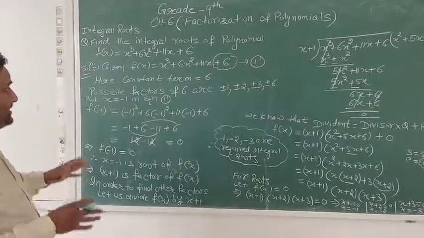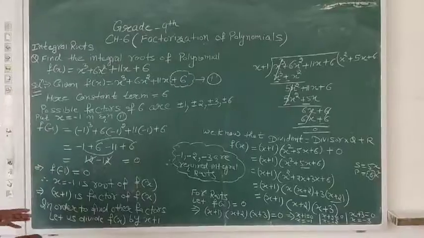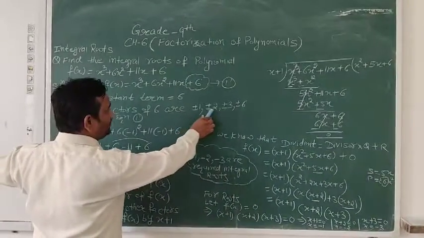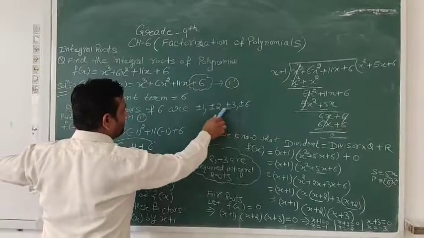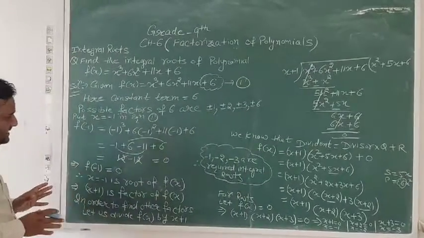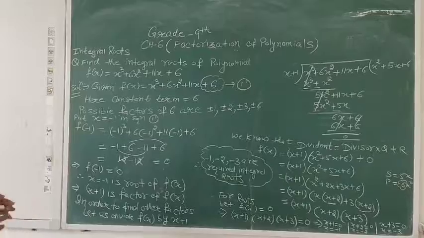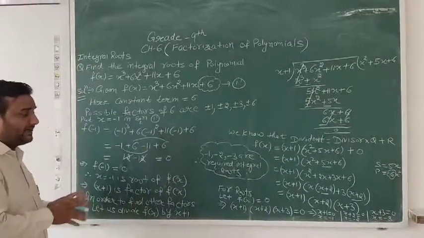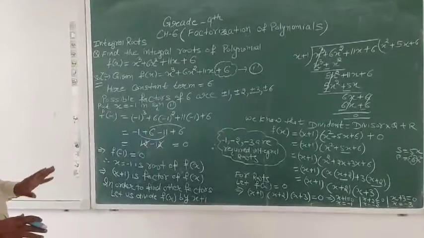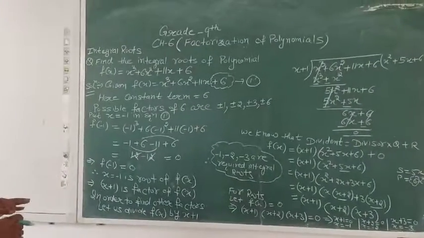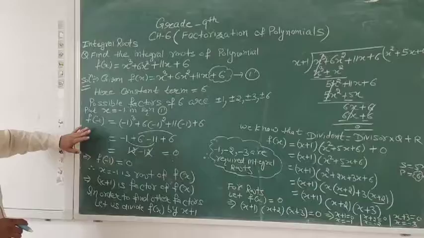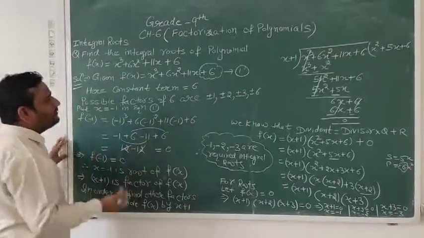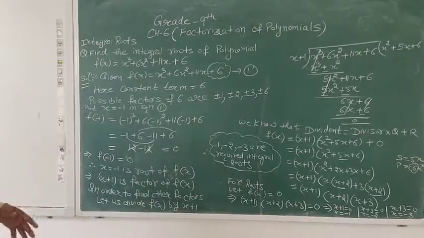Be careful students, this question we can also solve by only this method if we substitute all the factors one by one. The factor which gives us the value equal to 0 is the integral root. But in some cases it is not possible. In 99.9 percent of cases this method is applicable if we substitute all the factors one by one and we try to get our answer equal to 0.